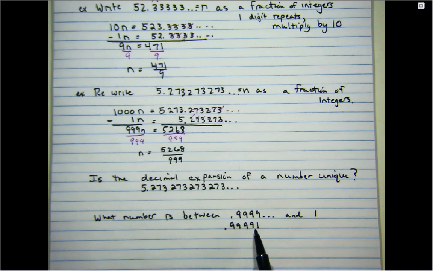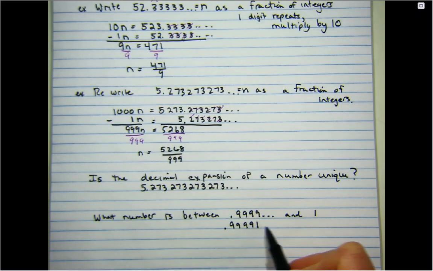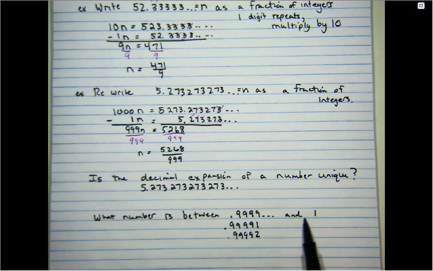Okay, so if this number is between 0.9999 repeating and 1, then it has to be bigger than 0.9999 repeating and smaller than 1. Can anybody tell me a number that's bigger than 0.99991 and still smaller than 1? Someone had an idea? Okay, that would be bigger. So this number is closer to 1 than the first prospect. The one ending in 2 is closer to the 1.